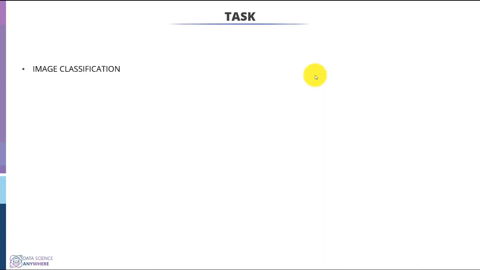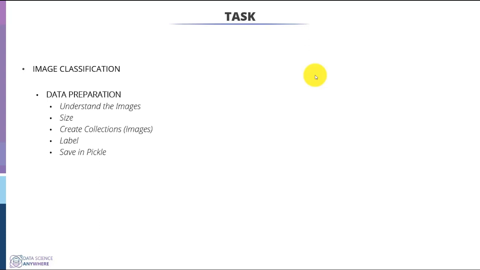Hey everyone, welcome to data preparation. The task of this module is to do image classification. For doing the image classification, the first step we need to do is data preparation. The steps that you need to perform for the data preparation are: understand the images and their size, create a collection, label, and finally save the prepared data in pickle format. So these are all the steps that we are going to do in this course.